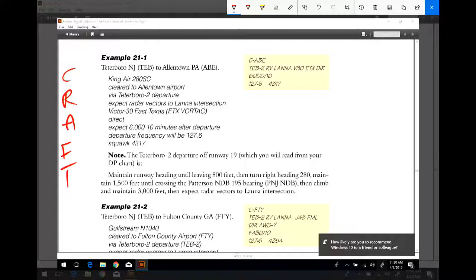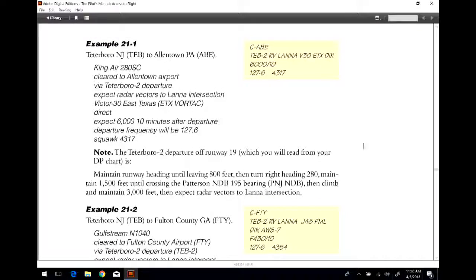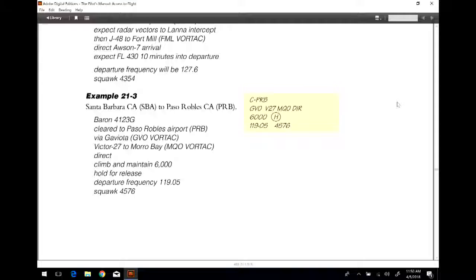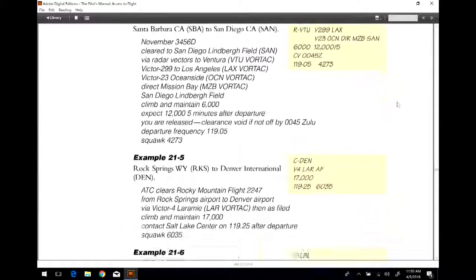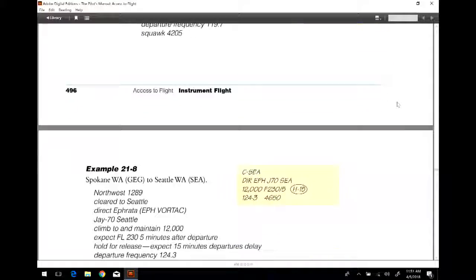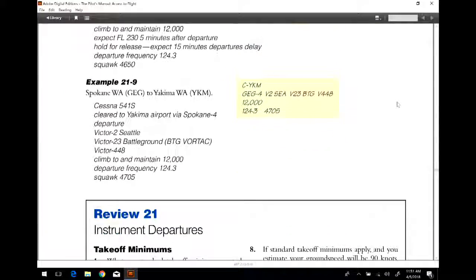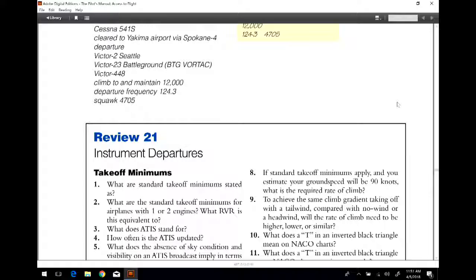And you may want to give yourself a little more spacing here between these two, especially as you start writing this down. But then you can start figuring out your shorthand and how it's going to work best for you, so that you know not just what's being said to you and what it's going to look like for you on your way out, but again, so that you know how to read this back to your clearance delivery or your ground. So they've got several examples there. So there's all of your clearances. Just make sure that you understand those and that all of those make sense to you. And so that is going to be the end on the departures.